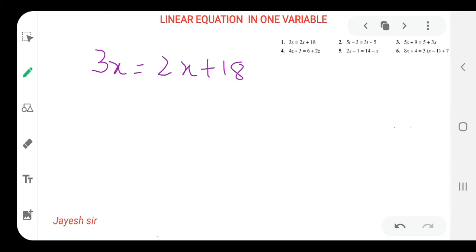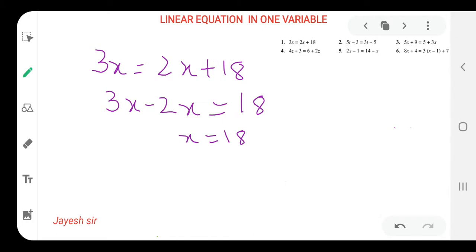So 3x and 2x are the terms having x, and 3x is on the left hand side itself. So let's take the 2x onto the left hand side. As per the transposition theorem, plus 2x after going that side will become minus 2x, and 18 as it is. That means the value for x is 18. This is the thing that we are supposed to do.